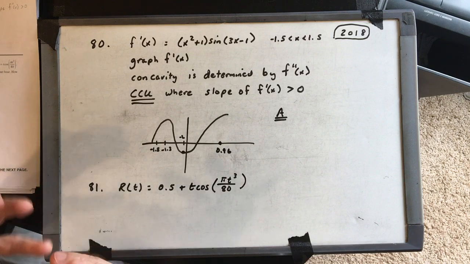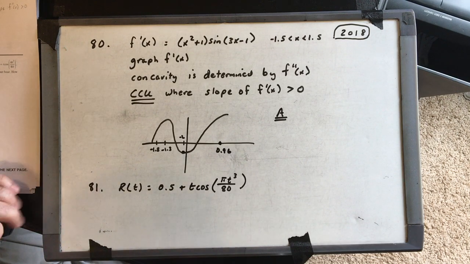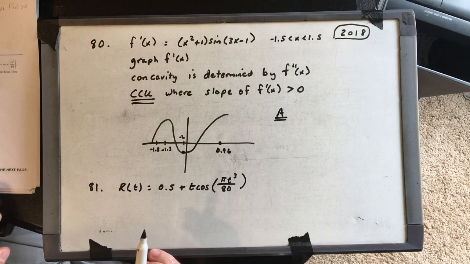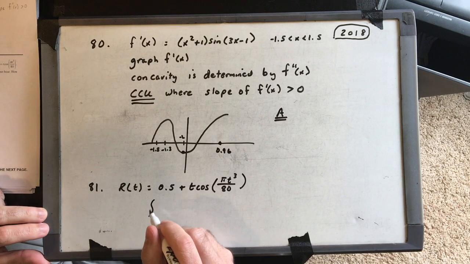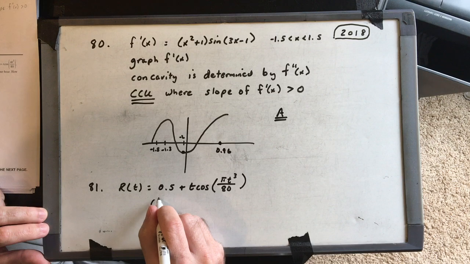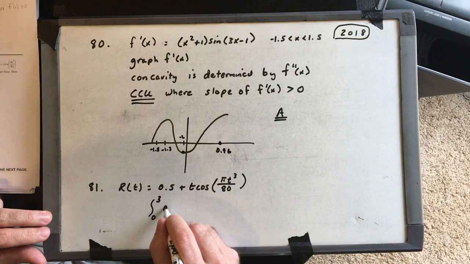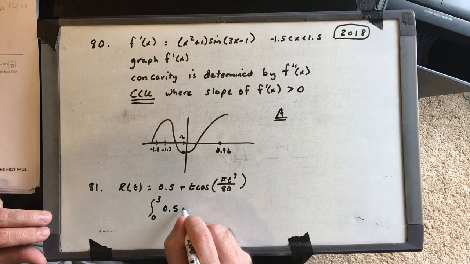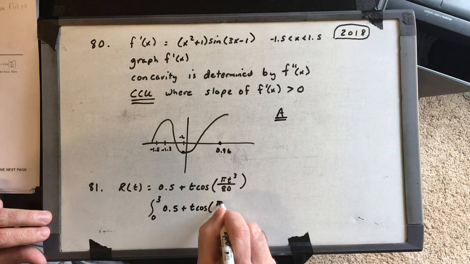You're tabulating something. You're adding something up. So you're not getting a rate of change. You're not getting a velocity. You're accumulating something. So you're going to integrate. Right? And you're going to integrate that function from 0 to 3. That's the time we want to know about. And that would be just R of t, 0.5 plus t cosine pi t cubed over 80.